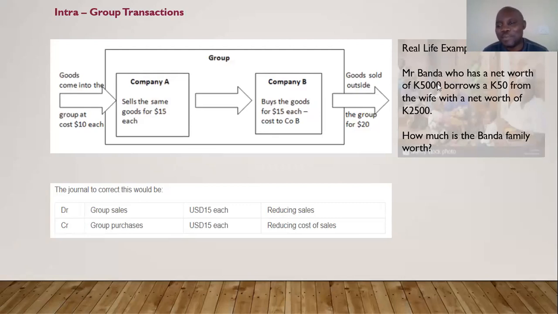Just a real life example. Your husband's net worth, say, is 5,000 kwacha. And your net worth, Patricia, is 2,500 kwacha. Then your husband borrows 50 kwacha from you. How much would be the worth of your family? Is it your Njovu family? How much would it be?